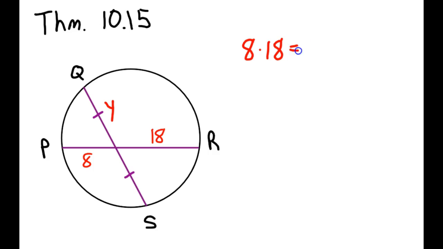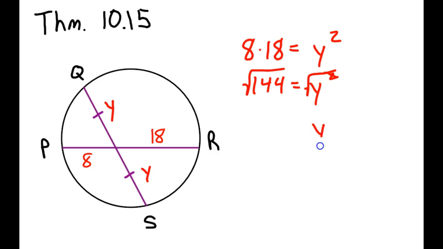and set that equal to y times y, because we can see those two segments are congruent to each other. So y times y is y squared. Now we just have to use algebra to solve for y. 8 times 18 is 144, equal to y squared. Now to get y by itself, we would take the square root of each side, and we get y is equal to 12. Technically, we would get plus or minus 12, but we're talking about a distance, so we only have to take the positive value.